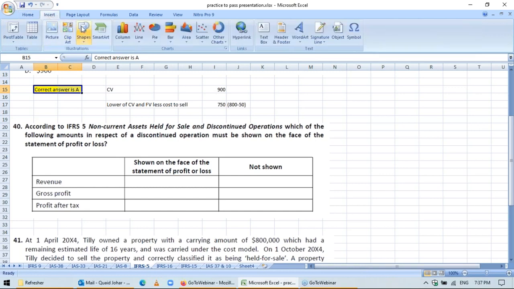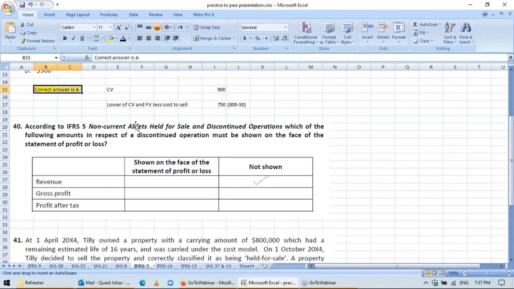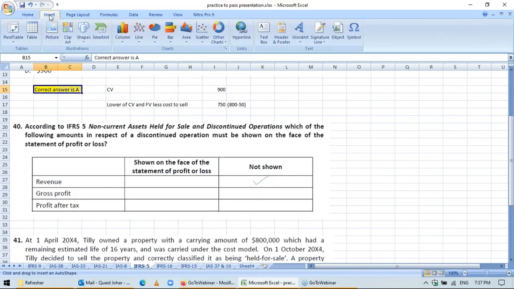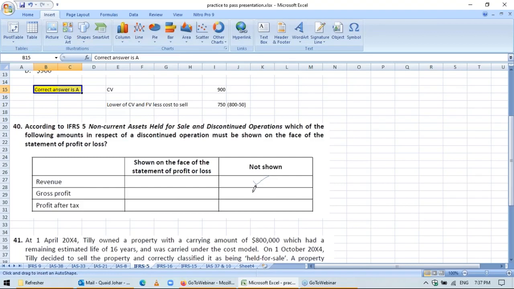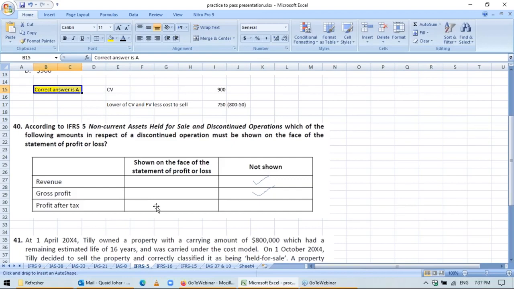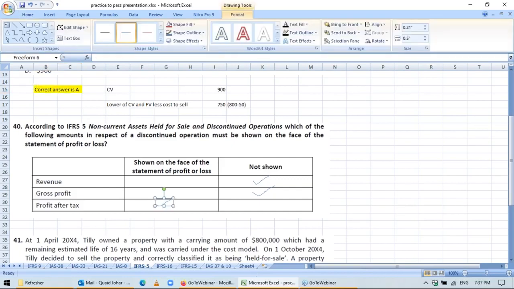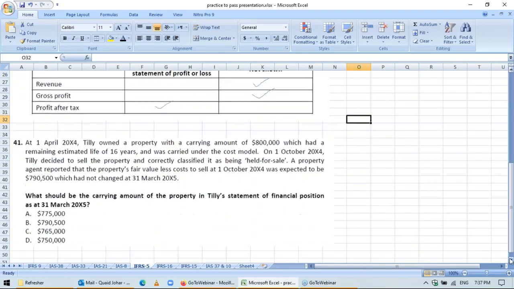So the answer to this question is, for a discontinuing operation where the decision has been taken and the constructive obligation is present, you will not show on the face the revenues and the gross profit, but you will show the net profit of the discontinuing operations on the face, right? So this is the correct answer. Let's move on to question number 41 now. This was a disclosure requirement.